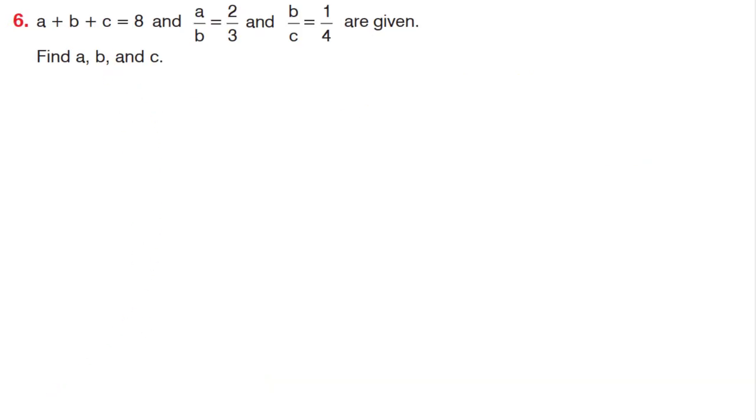A similar exercise to the previous one: a plus b plus c is 8, a over b is 2 over 3, and b over c is 1 over 4. Well, something similar. From this equation we can get that 3a is 2b. Again, I can express a in terms of b, so I get 2 over 3 b. Also, from the second ratio, we get 4b is c, so I already expressed c in terms of b.